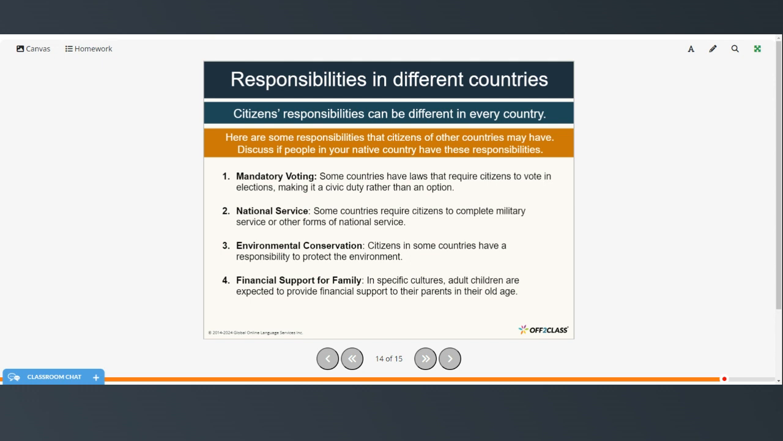Environmental conservation. So, citizens in some countries have a responsibility to protect the environment. Again, this is one that we probably should have in the US, but we don't currently. And financial support for family. In specific cultures, adult children are expected to provide financial support to their parents in their old age. Again, that is not a responsibility in the US. Parents do have that responsibility to support their children, but not their parents.